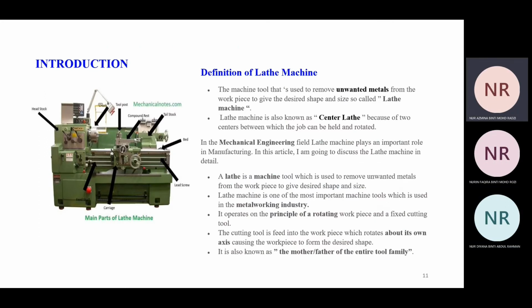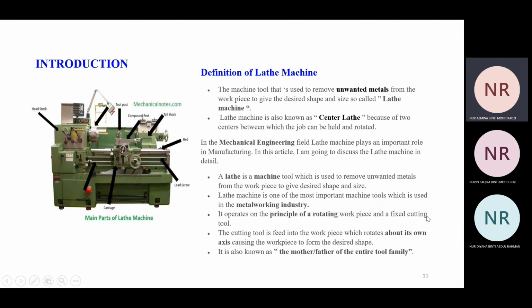Explain about lathe machine. First, for introduction, the machine that is used to remove unwanted matter from the workpiece to give the desired shape and size is called a lathe machine. So the lathe machine is also known as center lathe because of two centers between which the job can be held and rotated.